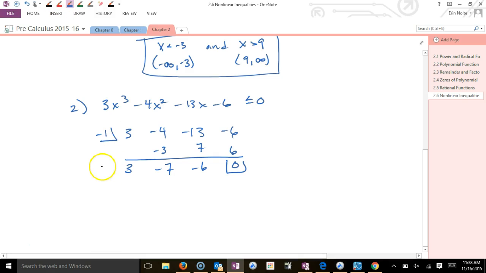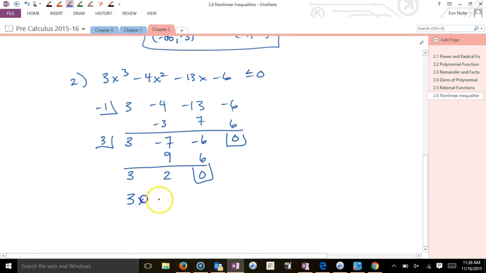Okay, I'm going to plug 3 in also from my graph. Unless you like to factor the hard way, that's fine, you can do it that way. So if I drop the 3, 3 times 3 is 9. -7 plus 9, 2 times 3. Boom, boom, so we get a 0, and so what's my last one? So I got 3x plus 2, and if I solve that, -2/3. Okay, so my solutions to the equation are -2/3, -1, +3.